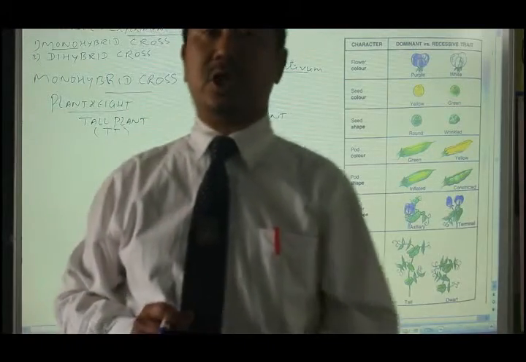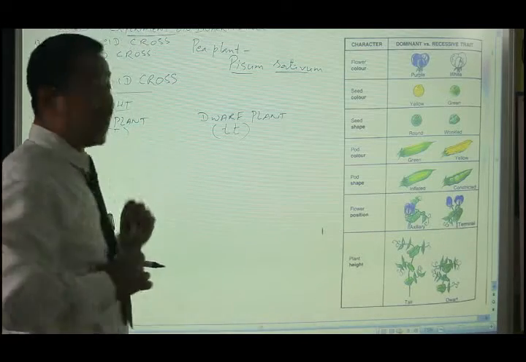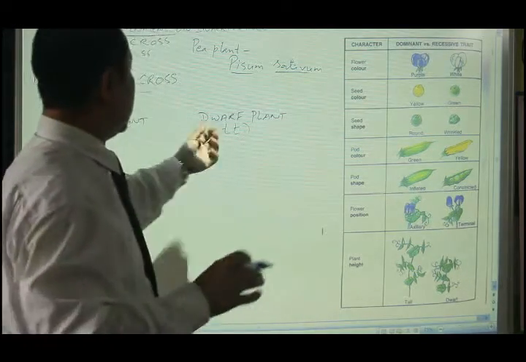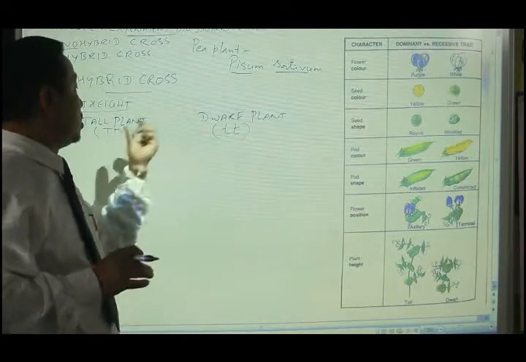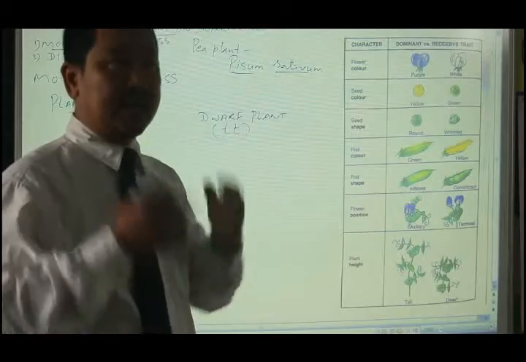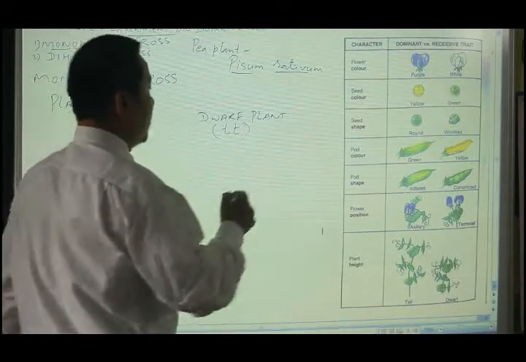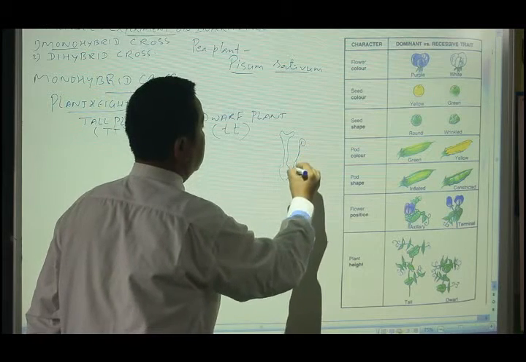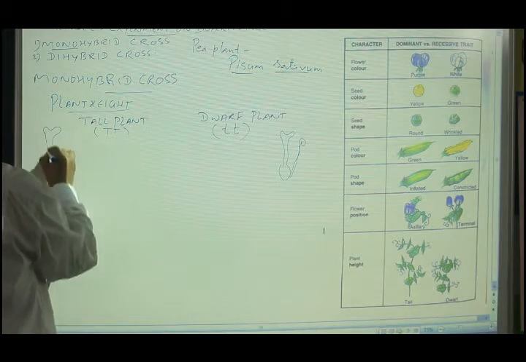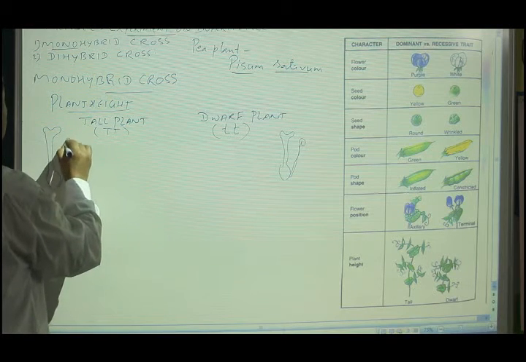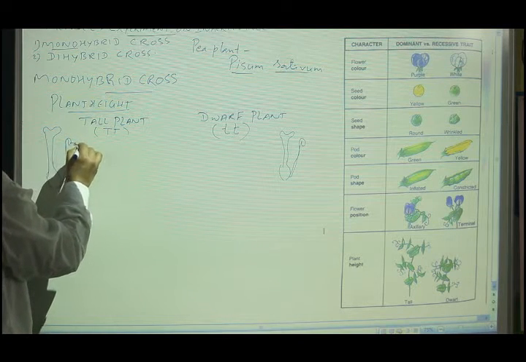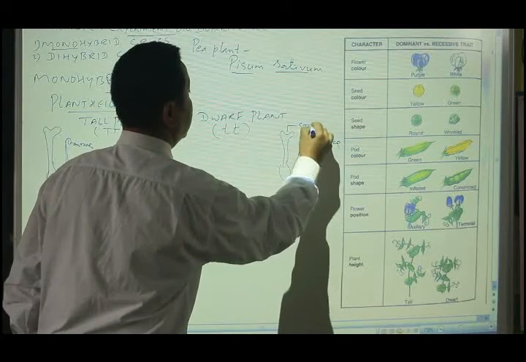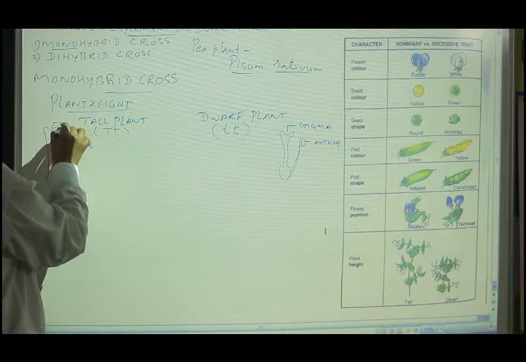Now, how he went about his cross, how he went about his experiment. What Mendel did in this case is that he crossed the dwarf plant with the tall plant. So how did he cross it? You might be questioning yourself again. For that, we do this. This is the anther and this is the stigma. Alright?